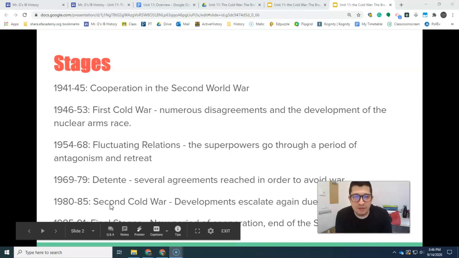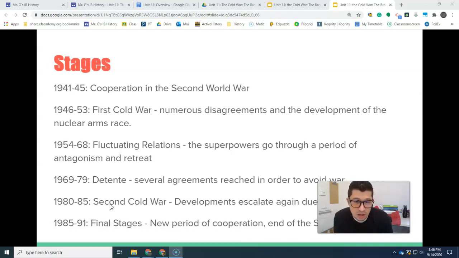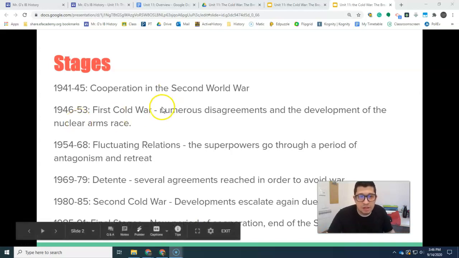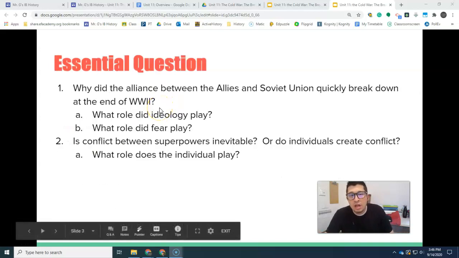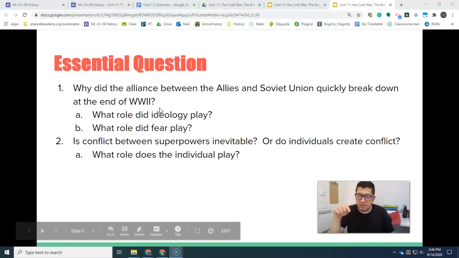Before we go into it, I have the stages of the Cold War outlined for you guys. These are essentially going to be the units that we do for the rest of this year, and different phases of the Cold War conflict. I'm not going to read them to you. You can read them to yourselves. But yeah, this is kind of a breakdown of the time periods of the Cold War.